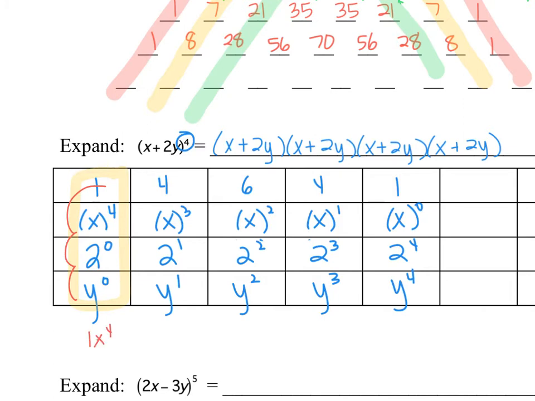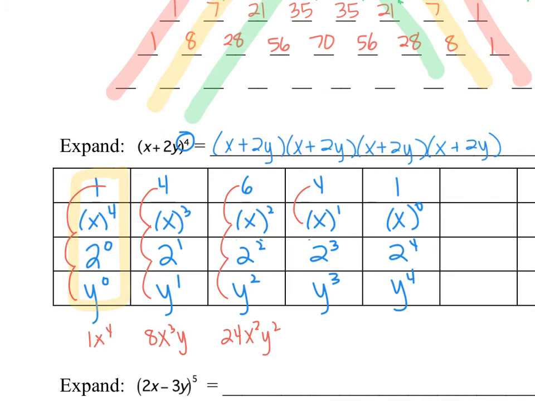Then I'm going to do the next column. 4 times x to the third times 2 to the first times y to the first. Okay, 4 times x cubed times 2 times y, that's going to give me 8x cubed y. In the next column, I'll go 6 times x squared times 2 squared times y squared. It's going to be 6 times x squared times 4 times y squared. That'll give me 24x squared y squared.